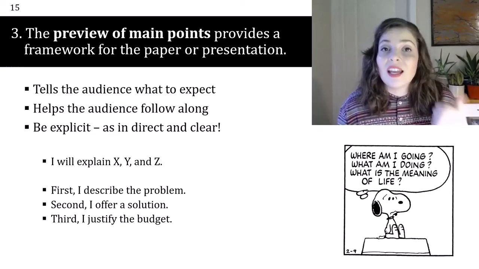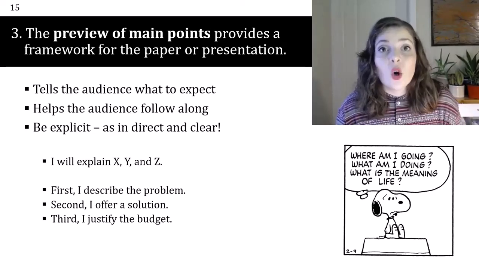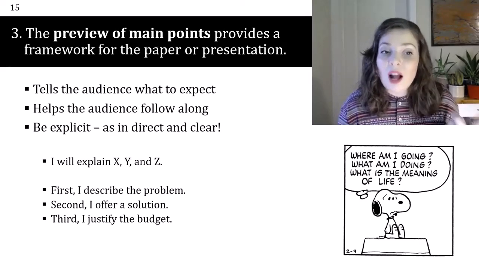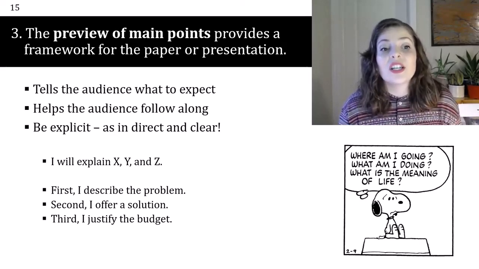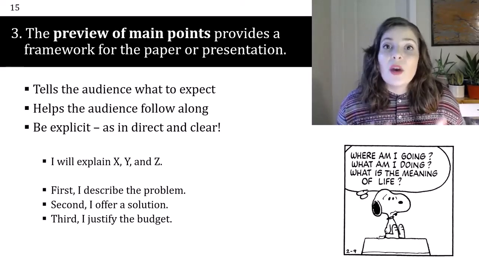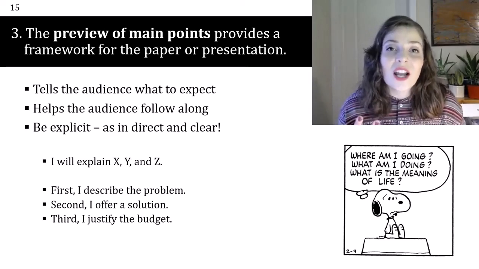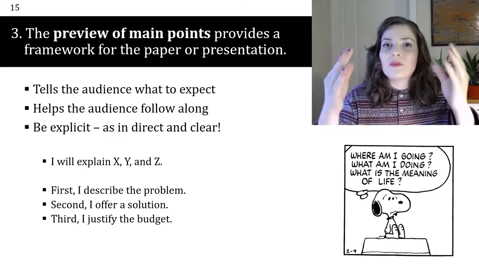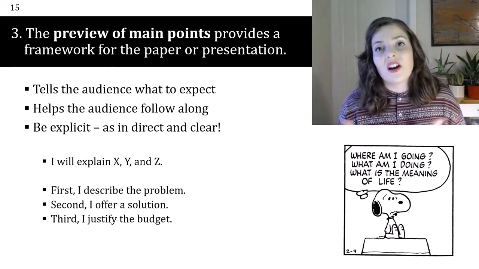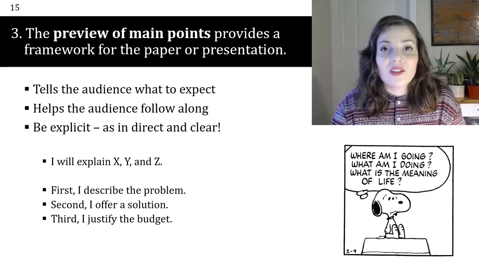I will explain X, Y, and Z. Or first, I'll describe the problem. Second, I'll offer a solution. And third, I'll justify the budget. When we are very obvious for the audience, it cues them up right from the beginning to know that the rest of our presentation will be very well structured too.